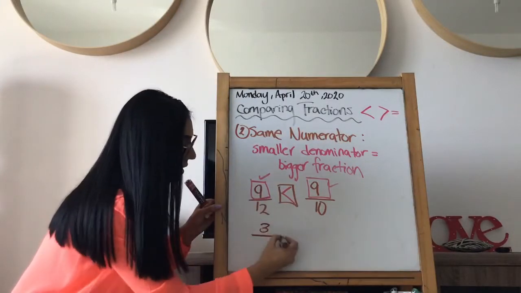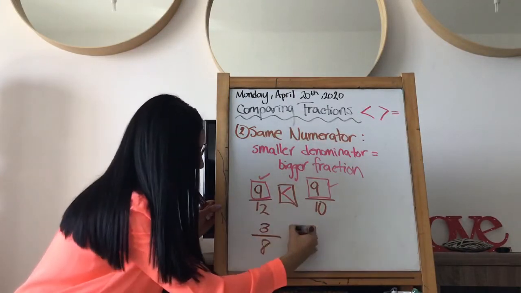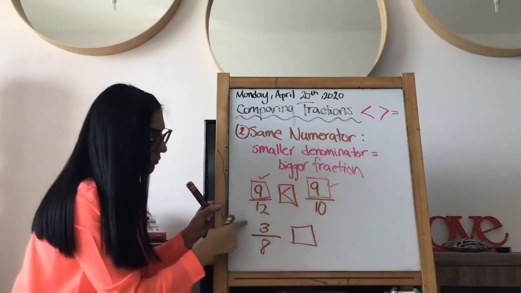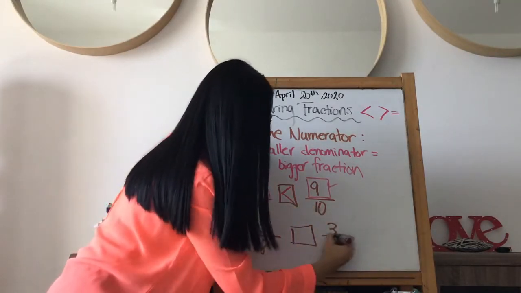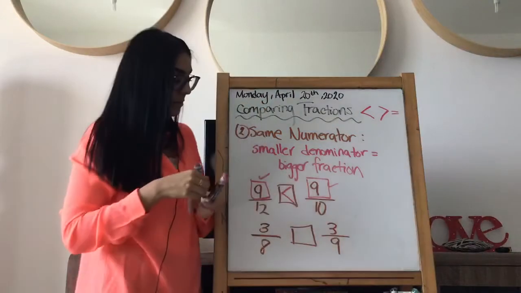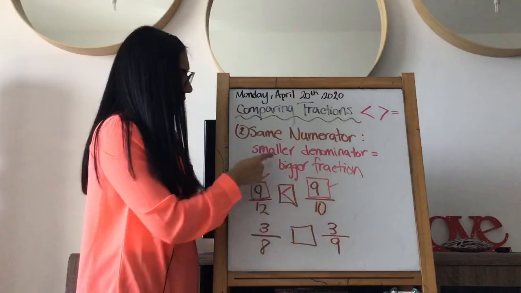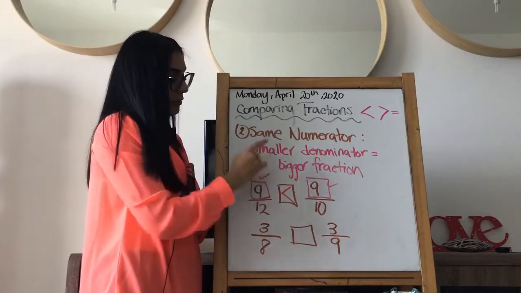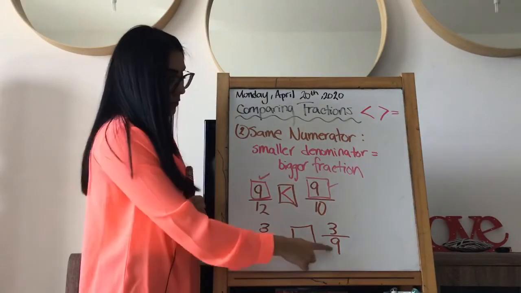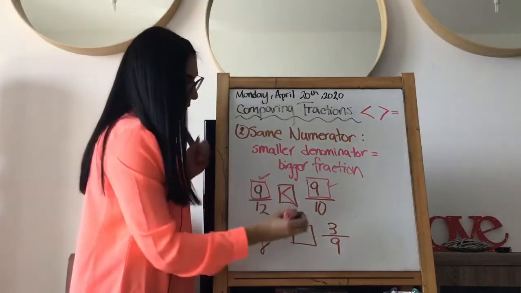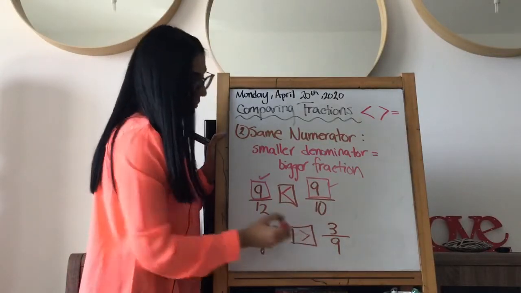Next, if I have 3 over 8, I'll do one more of this and then do the last one. So 3/8 and 3/9. Again, my numerators are the same, 3 and 3. Look at the denominators. The smaller the denominator, the bigger the fraction. So which one is smaller, 8 or 9? 8. So we know that this one is bigger.